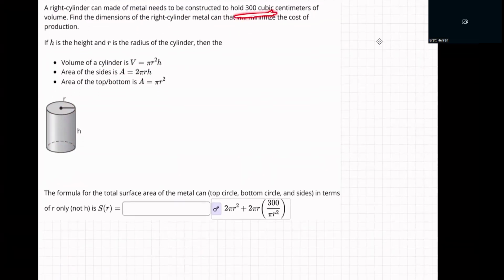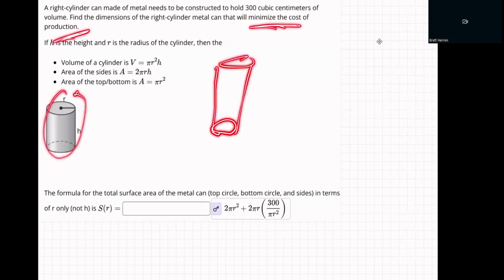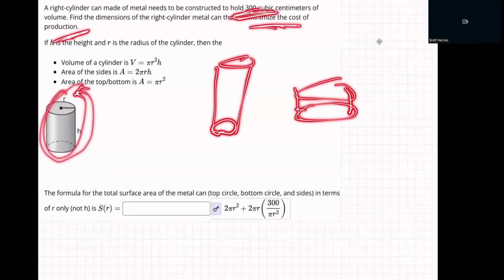So basically, we know how much we need to hold: 300 cubic centimeters of some liquid, like a soda can, or a big container of holding oil or something like that. We'd like to minimize the cost of production, meaning the material, the metal we need, because there's options, right? You could make it tall and thin, or more like a tuna can, short and wide, or something in the middle. Which shape is going to use the least amount of material on the outside, still holding the volume you need?